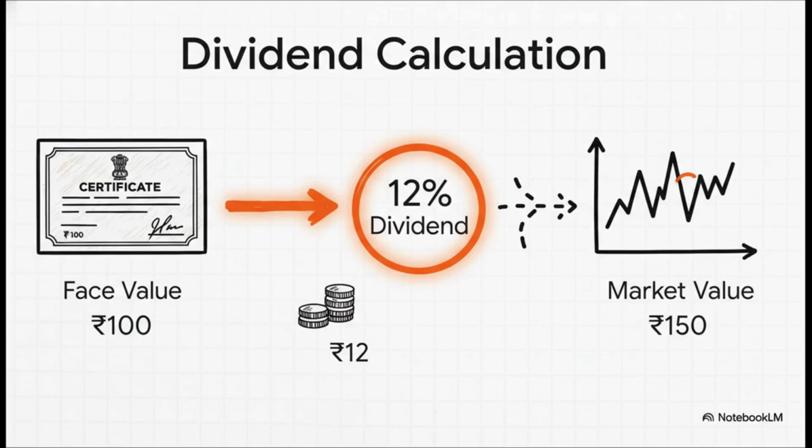Dividends are always calculated based on a share's face value, that's its original printed price, and not its current market value, which can go up and down every single day. So if the face value is 100 and the company declares a 12% dividend, you get 12 rupees per share. It doesn't matter what you actually paid for it on the market.